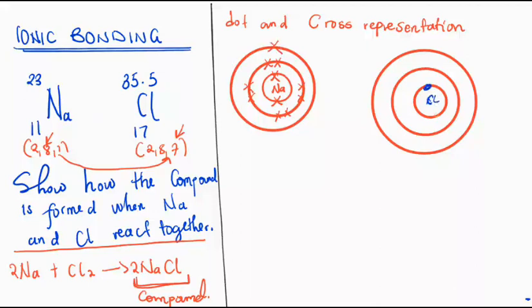This is chlorine. Like this, so this is how chlorine is. This is sodium, and that is chlorine. Now that you have this, you need to show how electrons are transferred. So when these two react, this electron will be lost to chlorine. When this electron is lost to chlorine, this is what results.